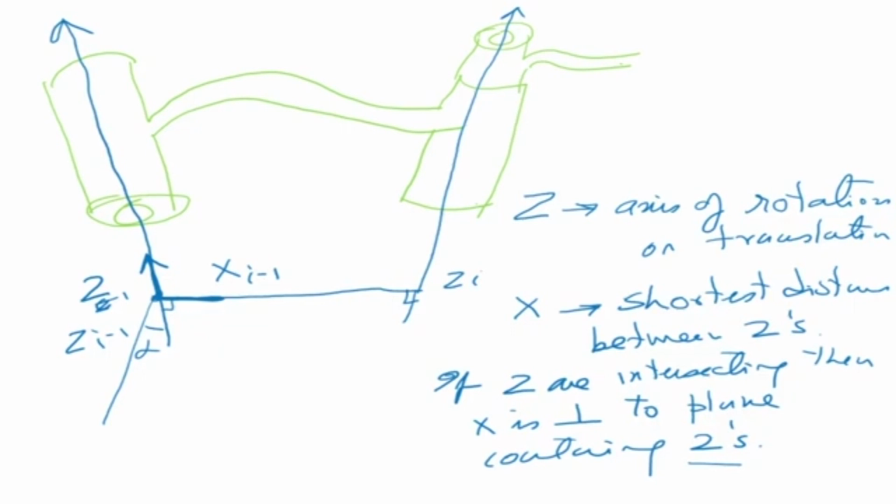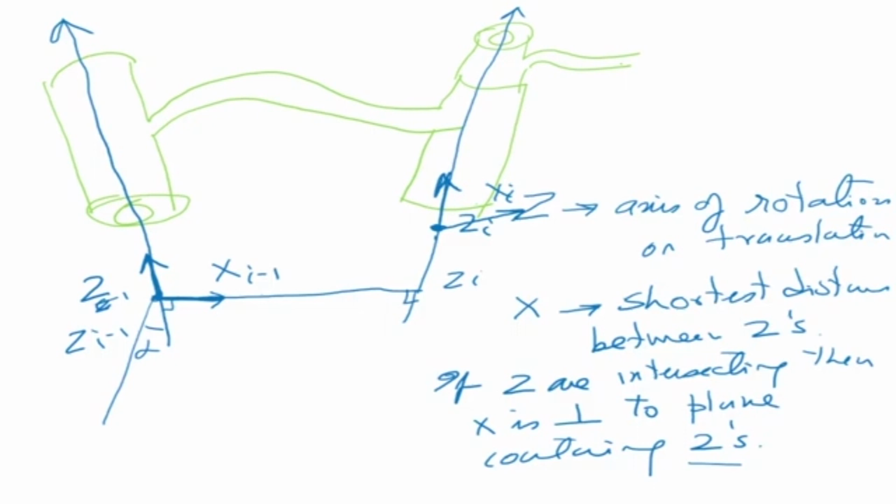Okay, what are the other parameters? I have assigned my axis by just following the simple rule for z and x. Z is the axis of rotation or translation, x is the shortest distance between the z's. Now if the z's are intersecting, then x is perpendicular to the plane containing the z's. I'll give an example. So we have assigned our axis, and my next axis is here. This is my next axis, zi, and my xi is that side. So we have completed our assignment of x and z.